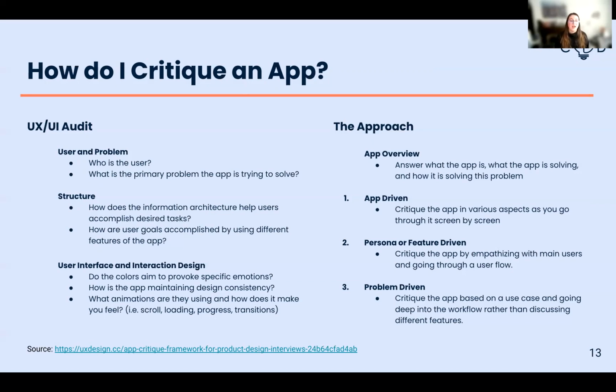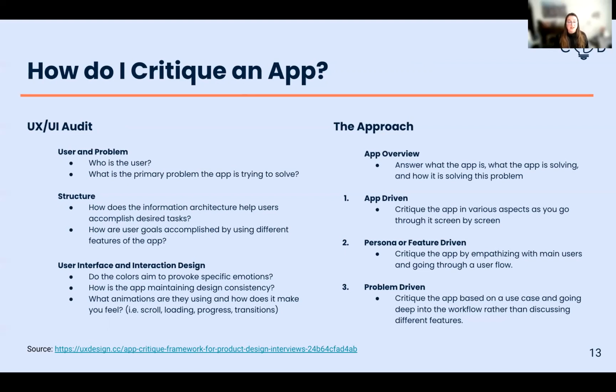So again, first you audit, as I mentioned earlier. First you want to think about the user: who's the user and what's the problem? You always want to start with that, because this app is trying to solve a problem for them. And so you want to figure out who they are and what that problem is. Next, you want to go into structure.